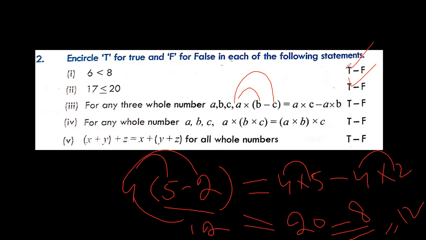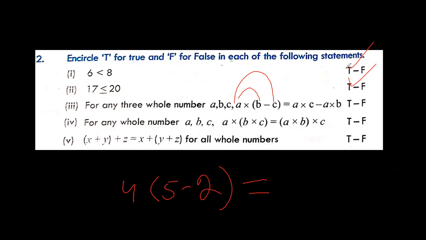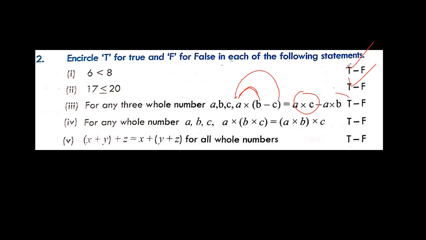Okay. If A is multiplied with B, it is not there. A is multiplied with C, it is not there. So you are correct and the question is wrong.